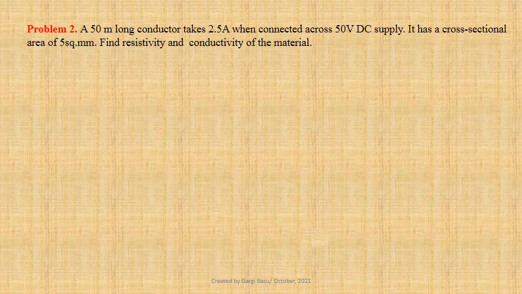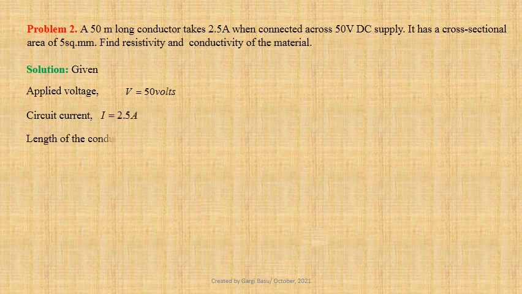A 50-meter long conductor takes 2.5 ampere when connected across 50 volt DC supply. It has a cross-sectional area of 5 square millimeters. We have to determine resistivity and conductivity of the material. Let us first write down the given data. Applied voltage V equals 50 volts. Circuit current I equals 2.5 ampere. Length of the conductor L equals 50 meters.